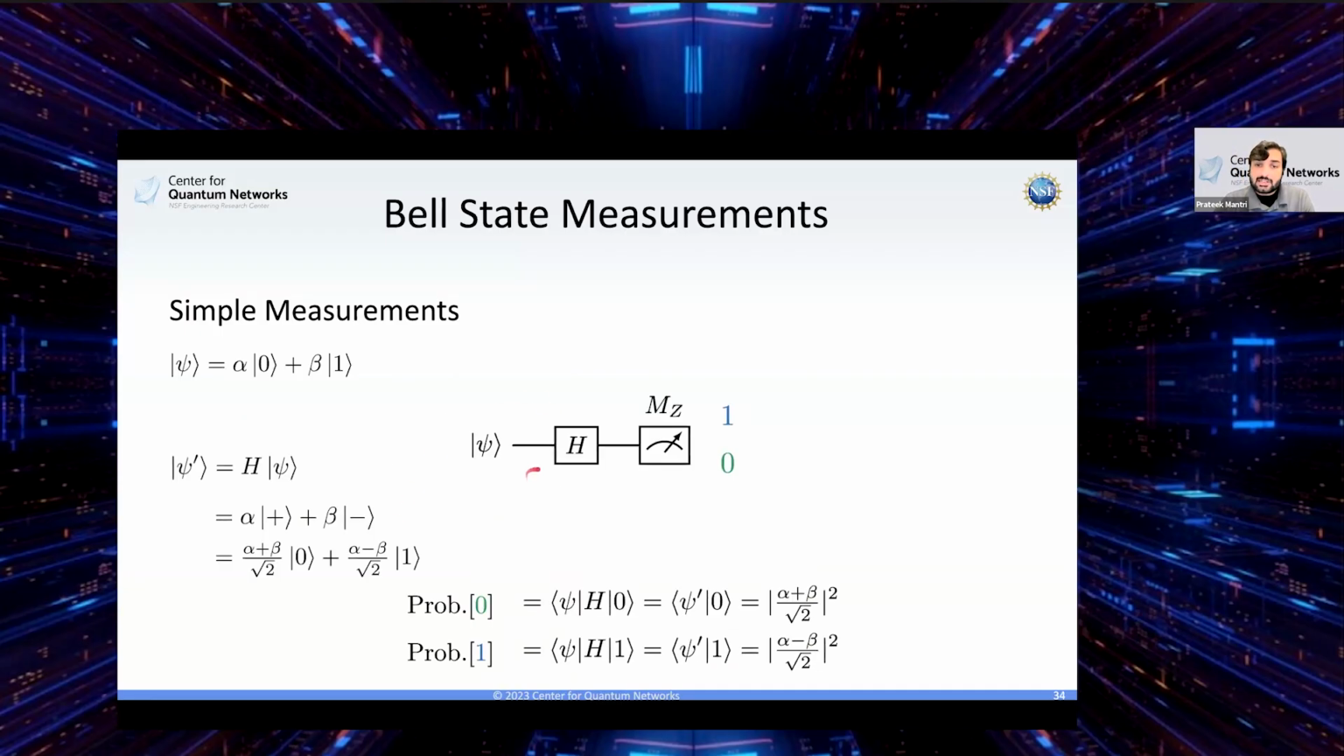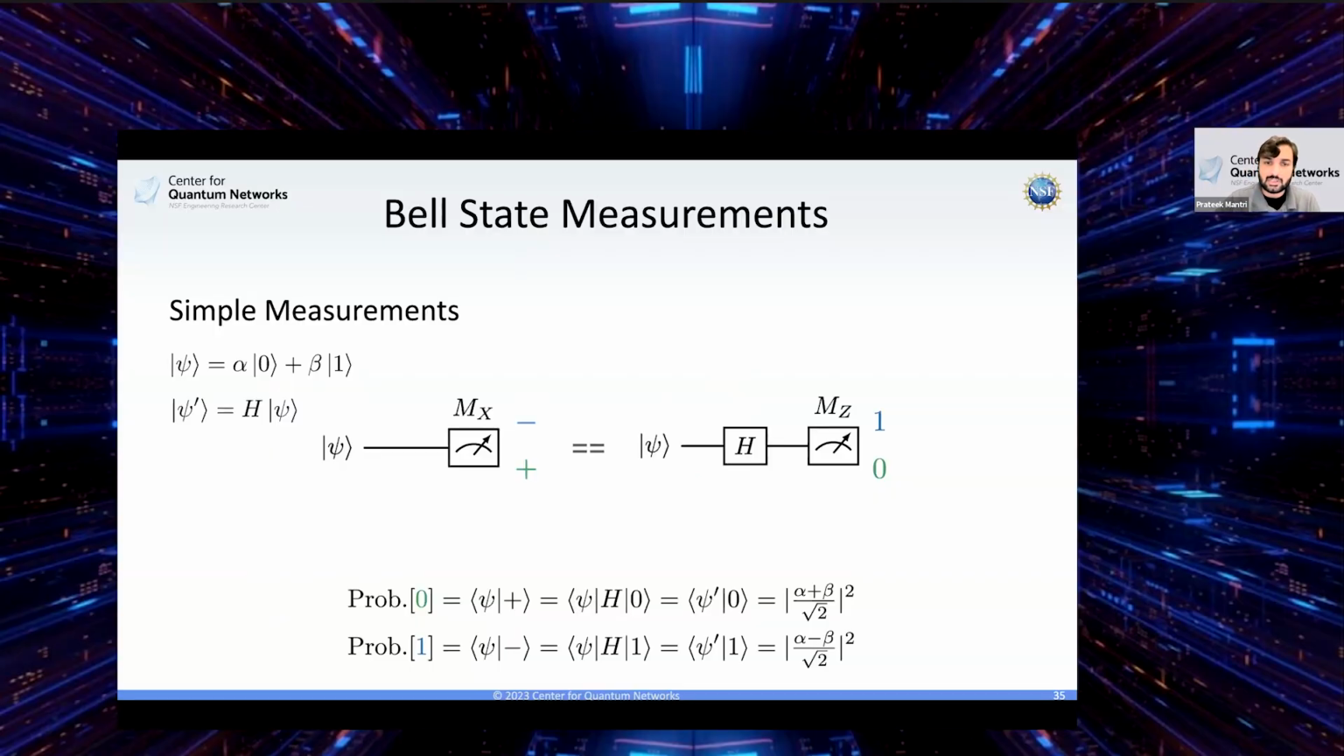If we were to perform, let's say, a Hadamard on our state and then measure it in the computational basis, 1 or 0, let's apply a Hadamard to the state that we had, alpha 0 plus beta 1. As we know, Hadamard would change ket 0 to plus and ket 1 to minus. We get these new prefactors, and then we can compute the probability of getting a 0 or getting a 1. But hey, these are the same coefficients that we were getting when we were doing a measurement in X basis. So the key idea to note from these is if you were to measure in X basis, you can also write it as applying a Hadamard onto the state and then measuring it in the computational basis.